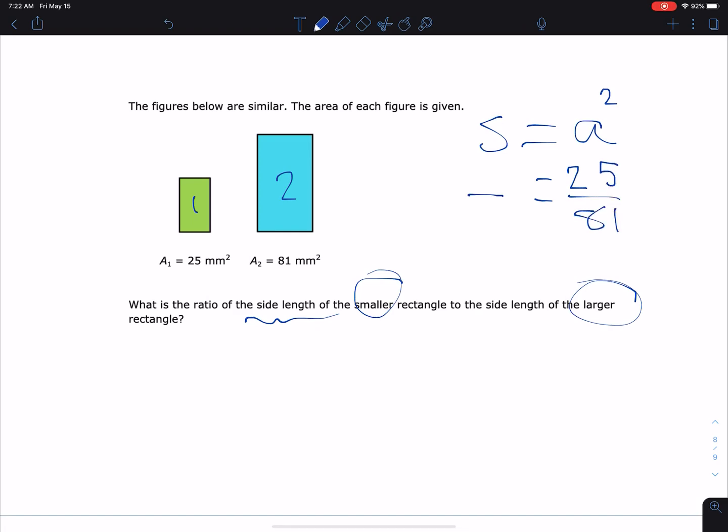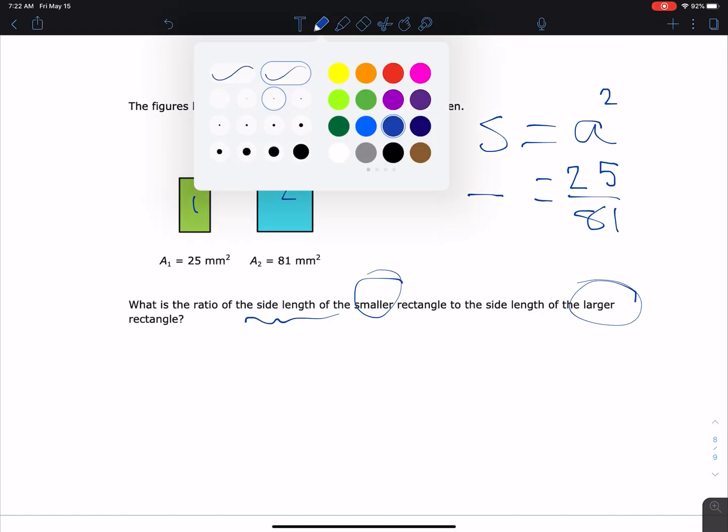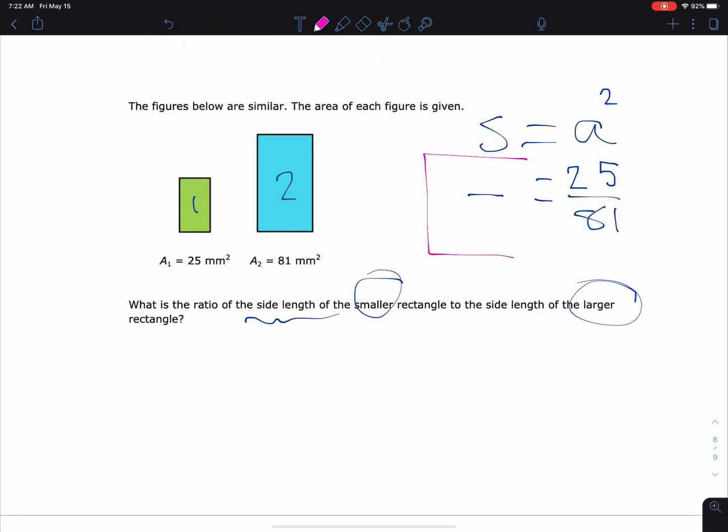Now they want the side length ratio. This is what I'm looking for. So to go backwards, you're going to square root. Okay, this is like what we did in the table, I think on our third example in the above notes. Square root of 25 is 5. Square root of 81 is 9. So my ratio is a 5:9 ratio.